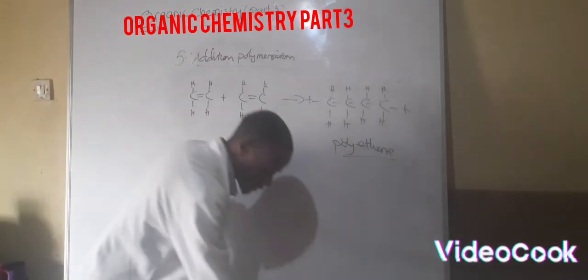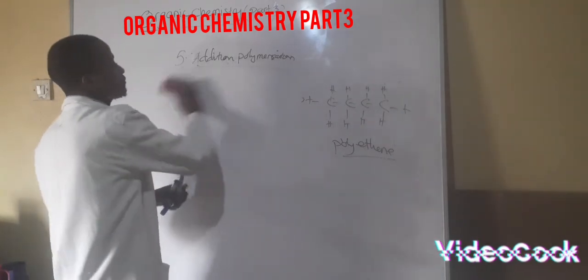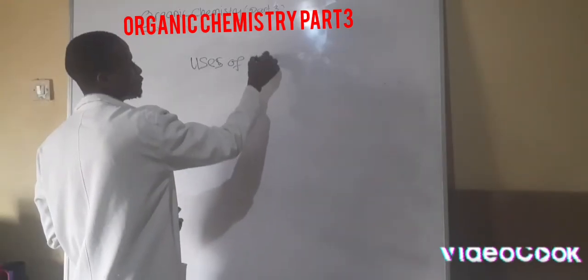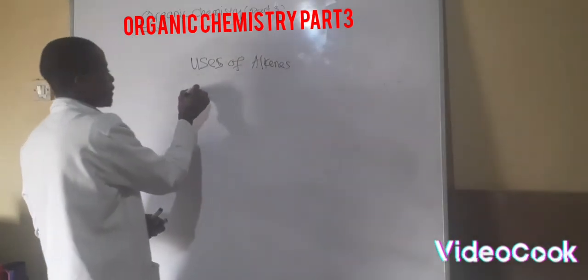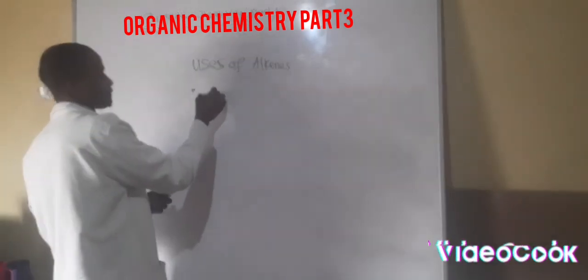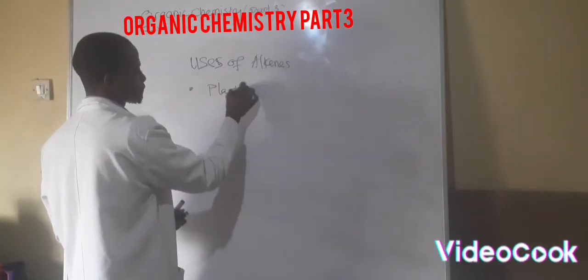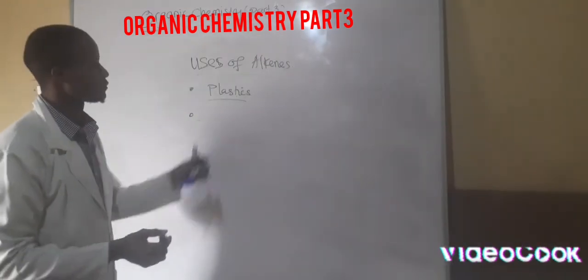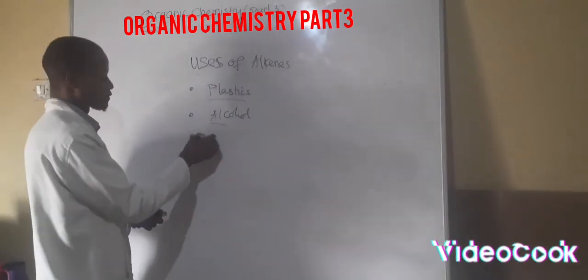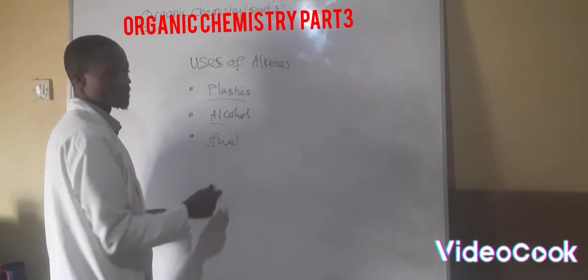Then lastly, the uses of alkenes. One, alkenes are used to make plastics. Apart from that, alkenes are used to make alcohol by the hydration of alkenes, as you saw in the example. So for the production of alcohol, alkenes are used. Alkenes are also used as fuels and many more. They are used as reagents in the laboratory. They are reactants. So these are some of the uses of alkenes.